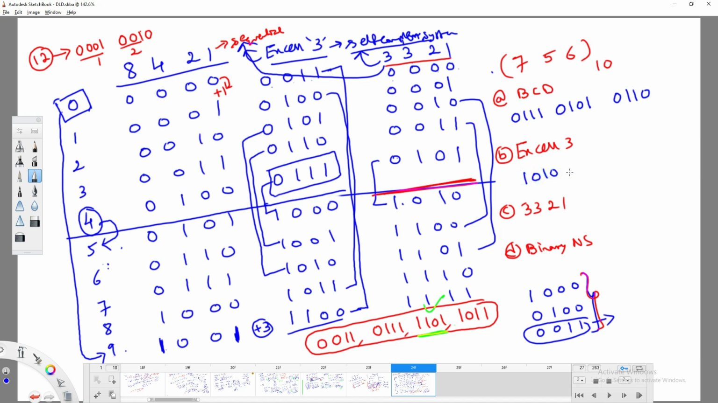1010, because 7 plus 3 is 10, and 5 plus 3 is 8, meaning 1000. 6 means 1001. In 3321 notation, for 7 there is no possibility, you need to have 1101. Compulsory, there is no option.